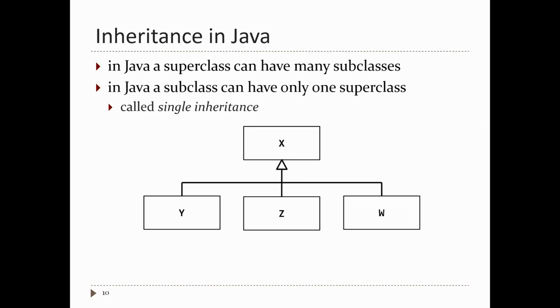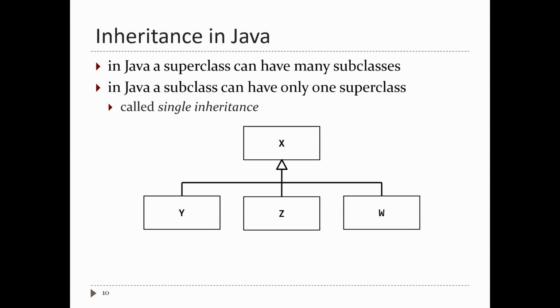In Java, a superclass is allowed to have an arbitrary number of subclasses. So 0 up to no upper bound. So here X has 3 subclasses. It could have 4 or 5, 6, whatever. But in Java, a subclass can have only 1 superclass. I guess more precisely, a subclass has exactly 1 superclass. So Y has 1 immediate superclass, and that's X. Z has 1 immediate superclass, that's X. W has 1 immediate superclass, that's X.